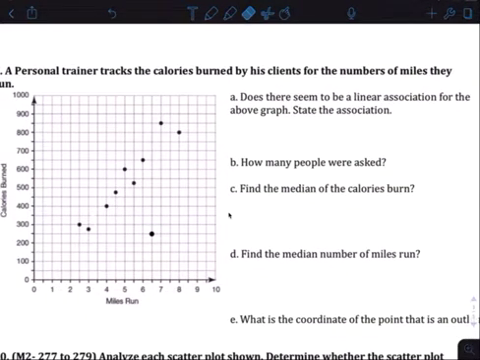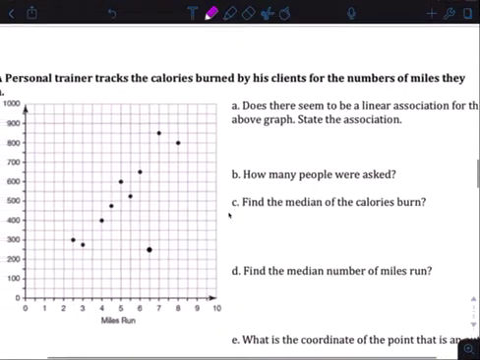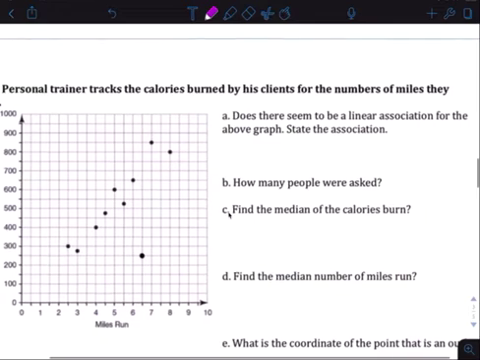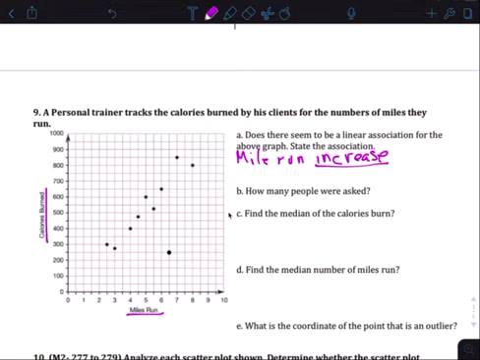This is a linear association because most of the time the miles run and calories burned are related. The more you run, the more calories you burn. That's a normal one. So there is an association. This is positive, because as miles run increase, the number of calories burned also increases.